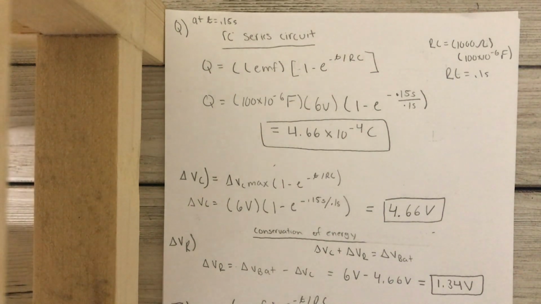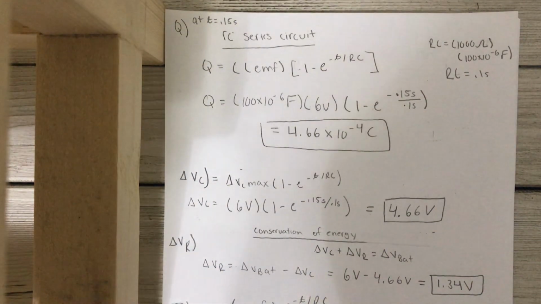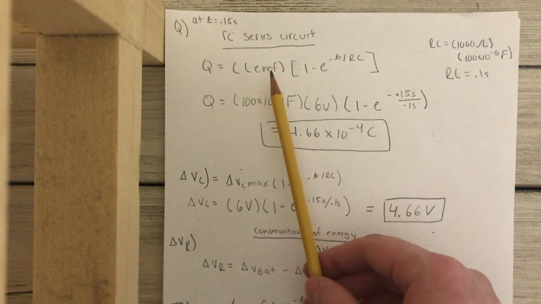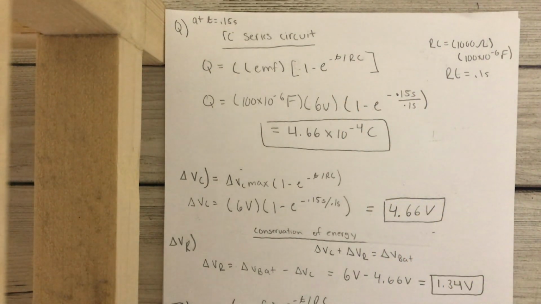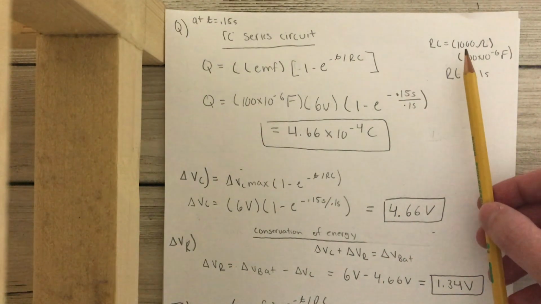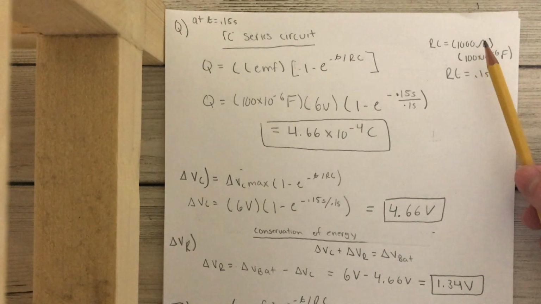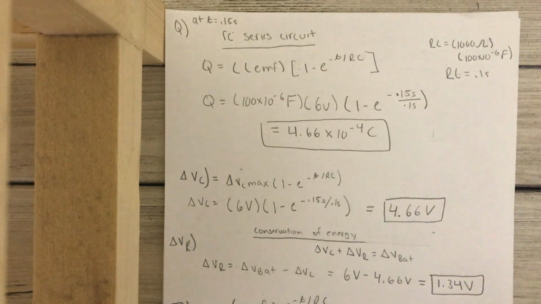0.15 seconds. If we look at our RC circuit, it's in series, so we can use the equation for our charge in a series RC circuit, which is Q is equal to the EMF times 1 minus e raised to the negative t divided by RC. RC is given by the resistance times the capacitance, so 1,000 ohms times 100 times 10 to the negative 6 farads is equal to 0.1 seconds.